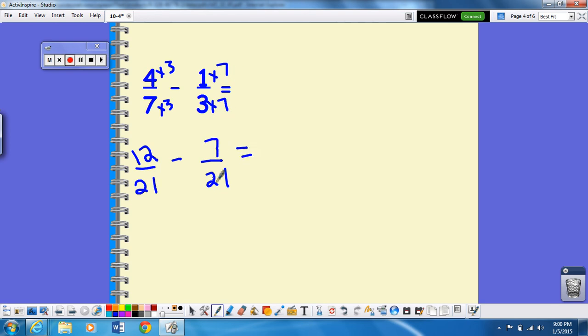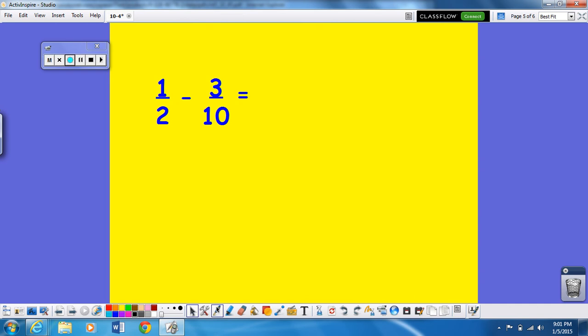Now I have like denominators, so I'm just going to bring it over, and I'm actually ready now to do my subtracting. 12 minus 7 is 5. Again, 5 is prime. So I know there's nothing else that goes into 5 but 1 and 5. So this is in lowest terms, 5/21. So 4/7 minus 1/3 equals 5/21.